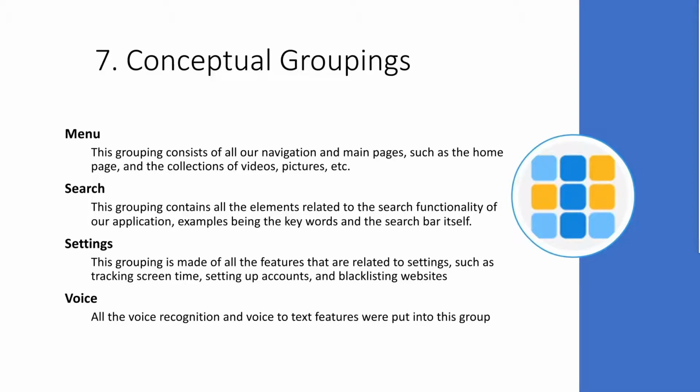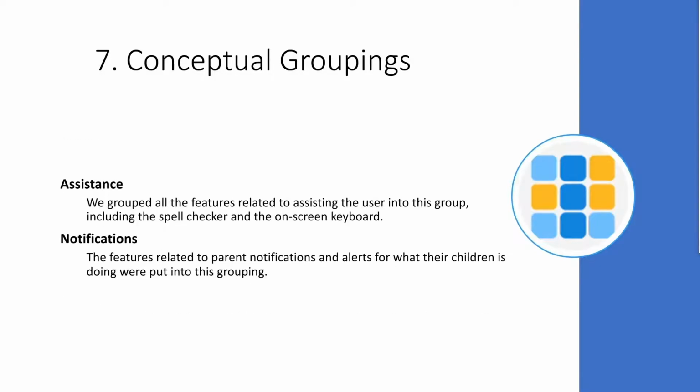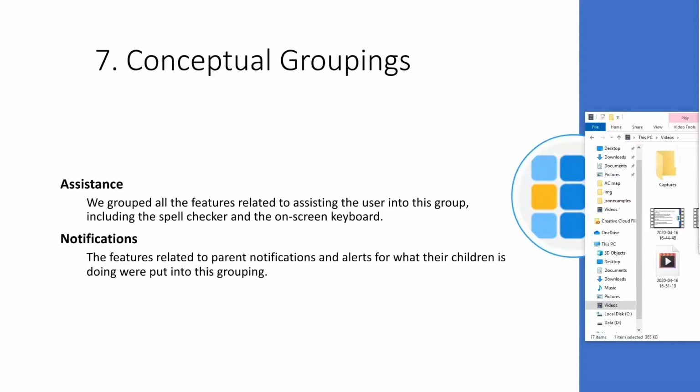The settings grouping included things like blacklisting websites, tracking and limiting their child's usage of the browser, and other related settings. We also put all the proposed features that had anything to do with voice-to-text and voice recognition into the voice grouping. The assistance grouping contains all the features related to helping the user navigate the browser, such as the on-screen keyboard and spell checker. Our last grouping holds all the features related to how parents receive information on what their child is doing with our browser. This concludes my portion of the presentation.